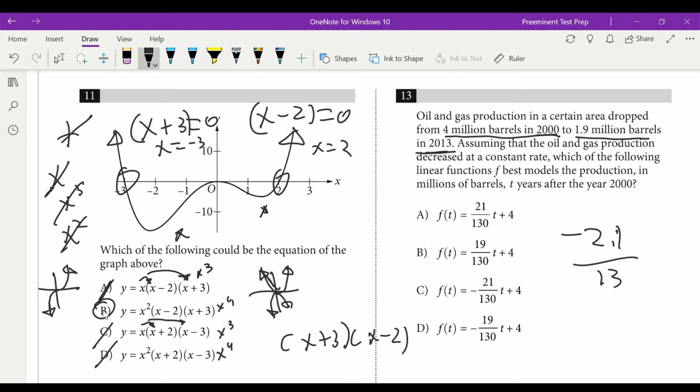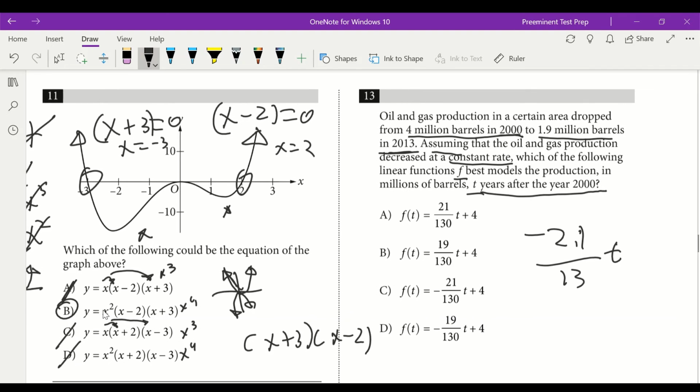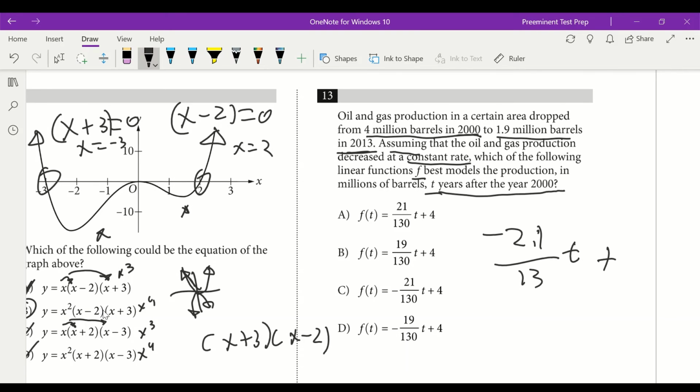Now I move on and I read the rest. Assuming that the oil and gas production decreased at a constant rate. Okay, I already made that assumption. Which of the following linear functions f best models the production in millions of barrels t years after the year 2000? Okay, well, we know t is going to be our variable here, and we know that we start with 4 million and we lose 2.1 million divided by the 13 years.